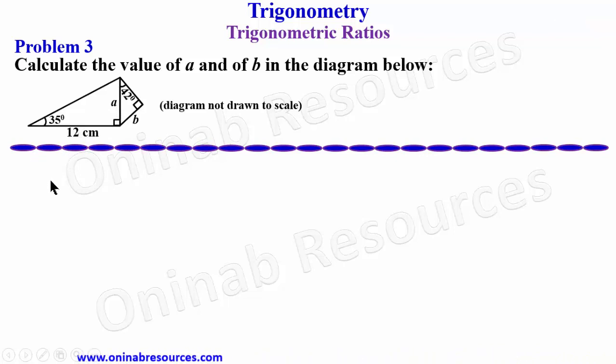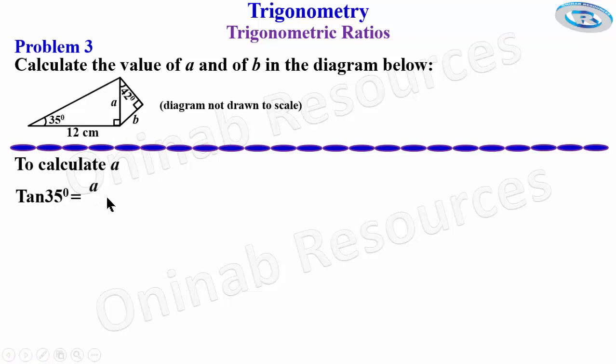So to calculate A now, we say tan 35 degrees is equal to opposite, which is A, over adjacent, 12. So we can get the value of tan 35 degrees either from the mathematical table or from our calculator. From the calculator, we have 0.7002 is equal to A over 12.